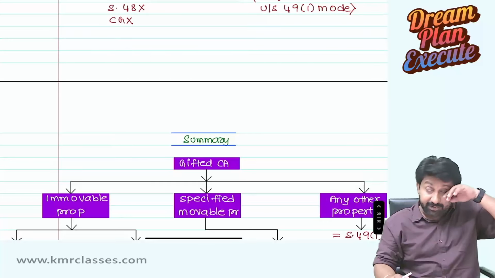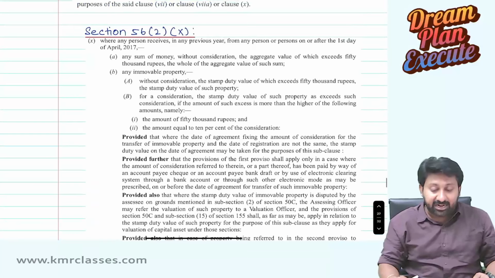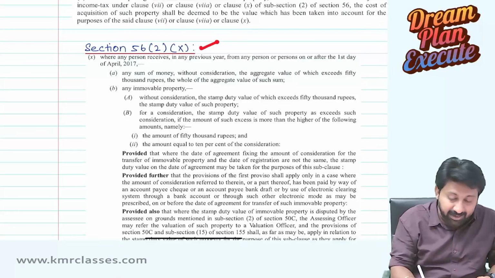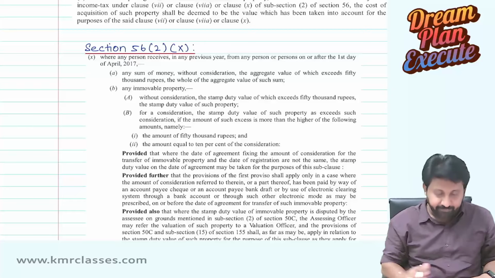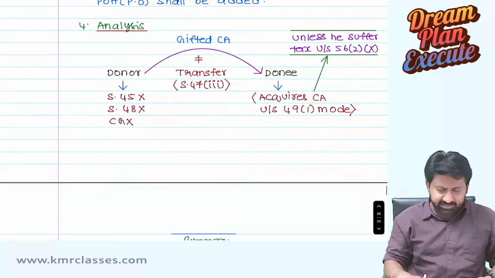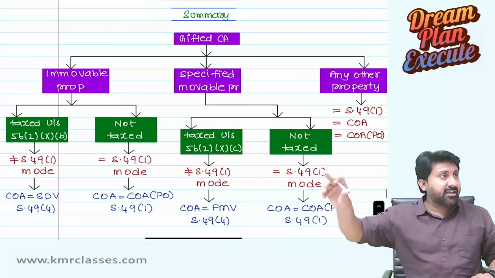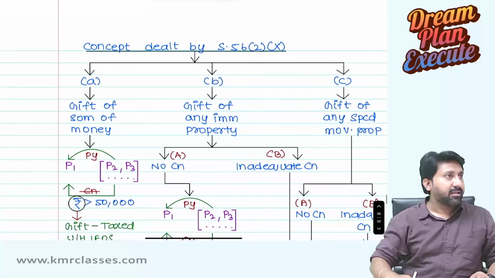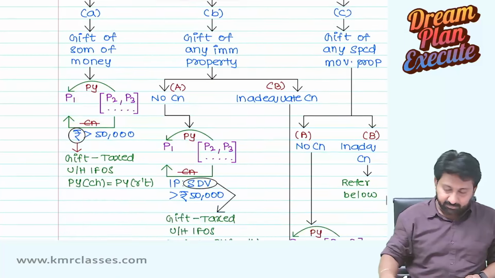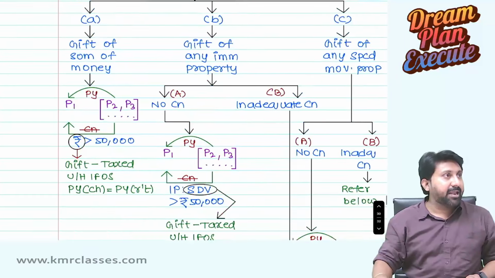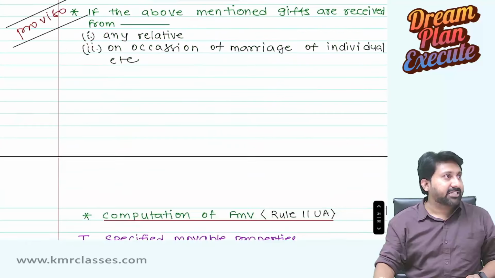With this, we completed the interconnected discussion. Now we are going to have an in-depth discussion on 56 subsection 2 clause 10. See, it is very, very easy. This chart I will explain first; the chart I will tell you later. See now, whatever is there in the Bare Act, that Bare Act discussion I kept here.